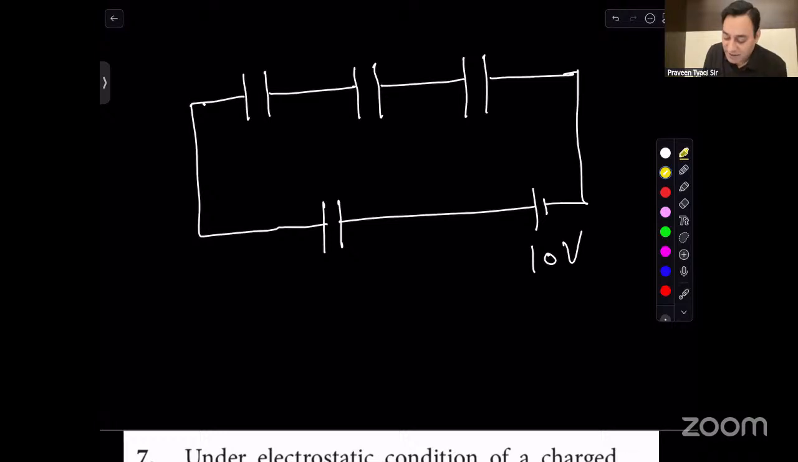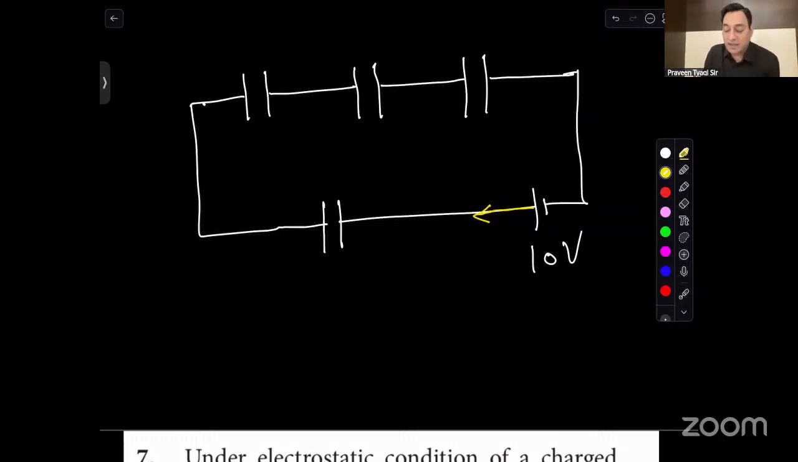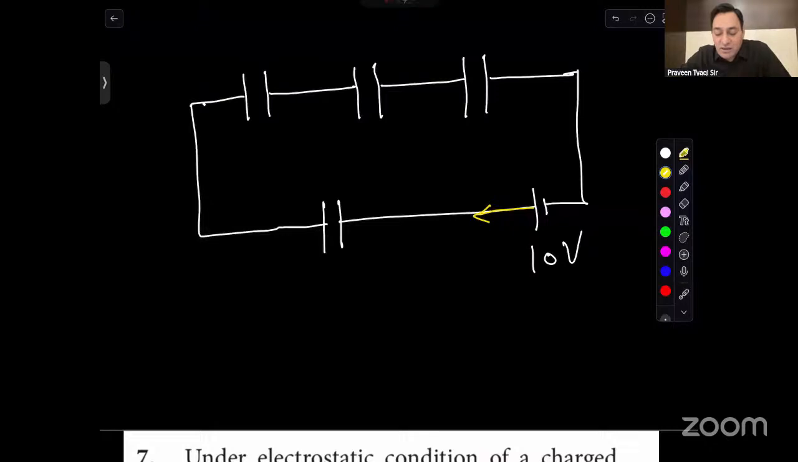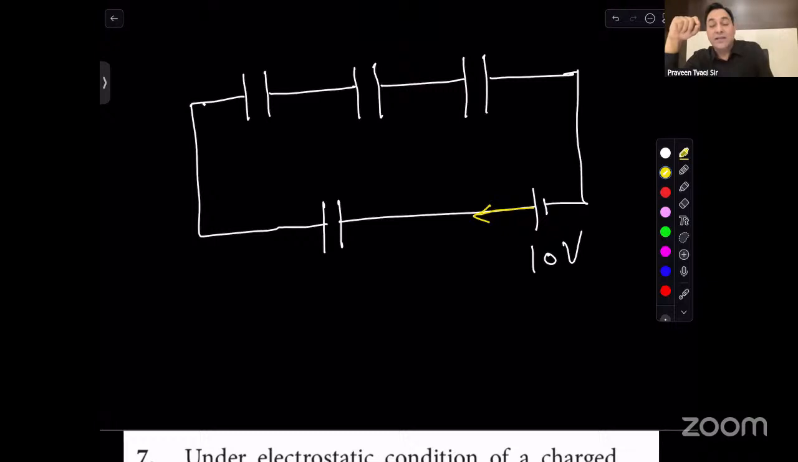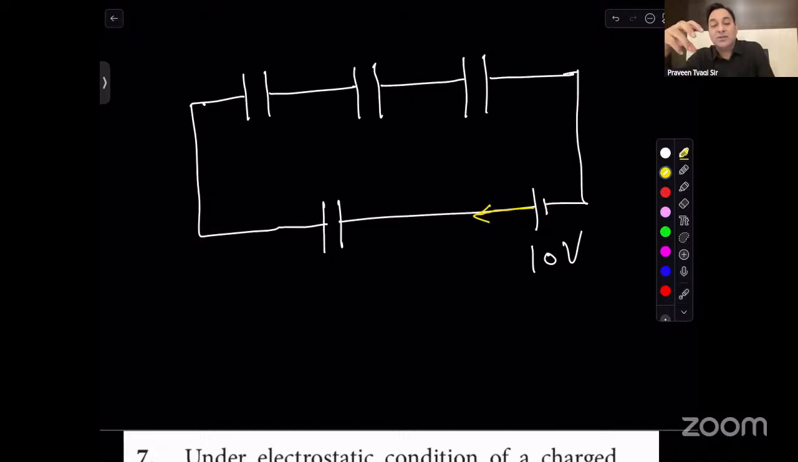Suppose this battery sent some current, some positive charge here, and finally steady state has been achieved. After some time, there is no flow of current. So capacitors don't allow flow of current. There can be a very small current for a very small duration, till the capacitors get charged. And that happens slowly. That is called the transient stage of charging of a capacitor. Similarly, you have discharging of a capacitor. But those transient stages we are not dealing with right now.